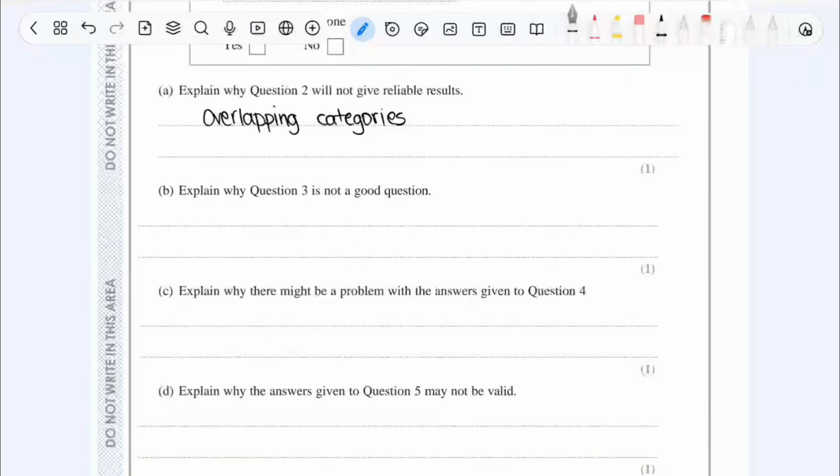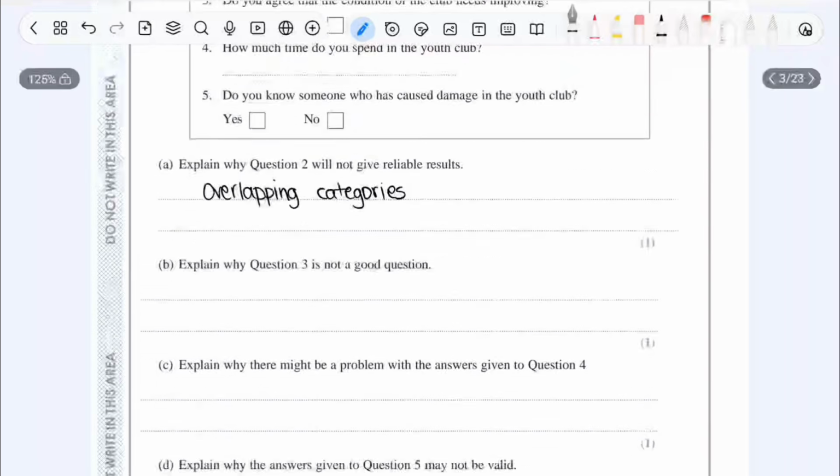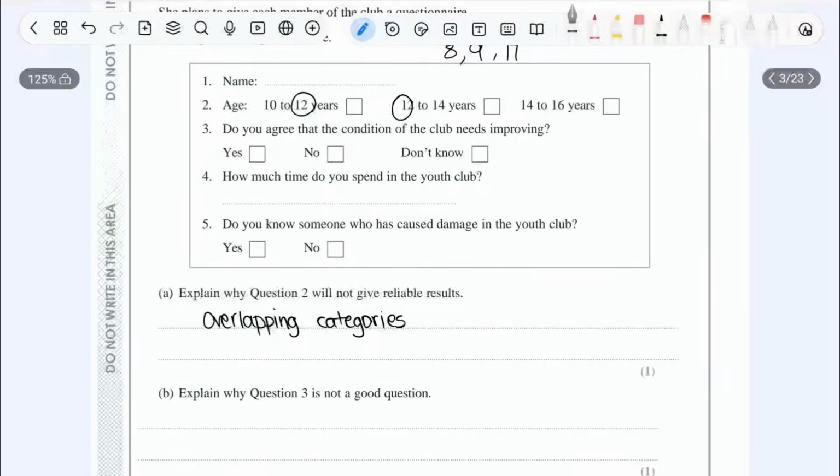Part B. Explain why question 3 is not a good question. Do you agree that the condition of the club needs improving? Now, it's not really obvious from the specific example. Try and think of it like this. If I approach you and ask this, Mars is a good chocolate bar, right? Well, you're going to feel inclined to say yes. You don't want to offend me, but let's be honest, if I asked you what your favourite chocolate bar is, it might or might not be Mars, and there's a high chance that it would not be Mars because there's so many other options available.